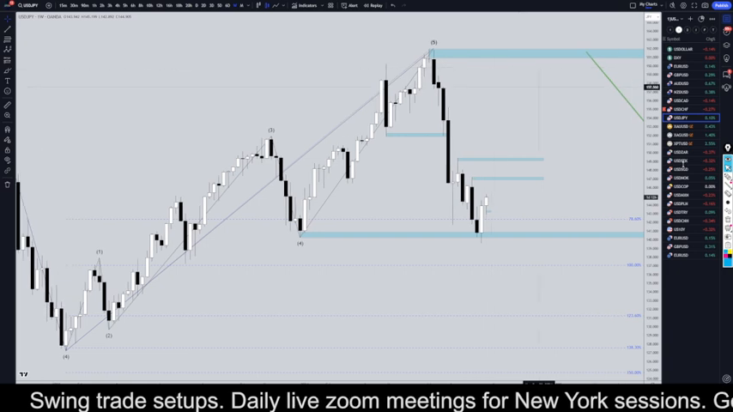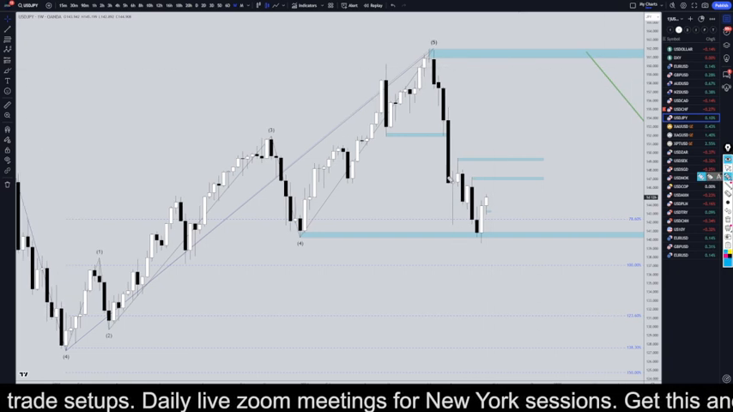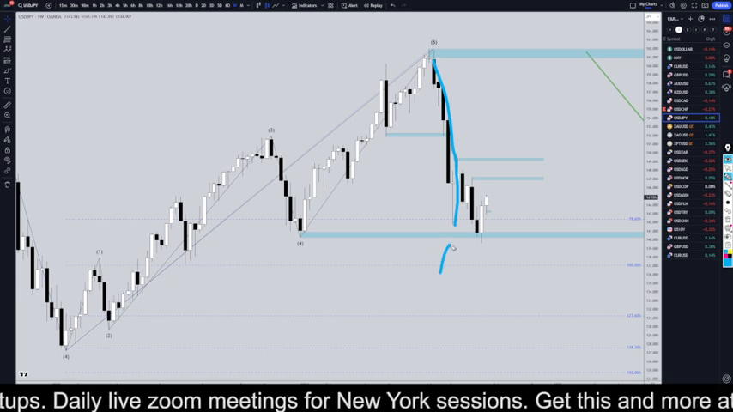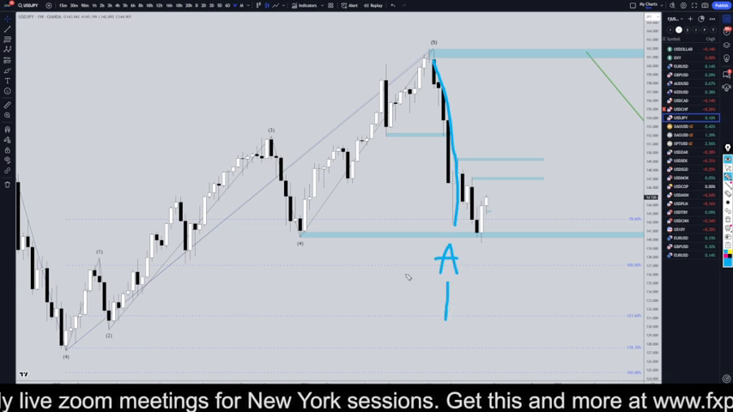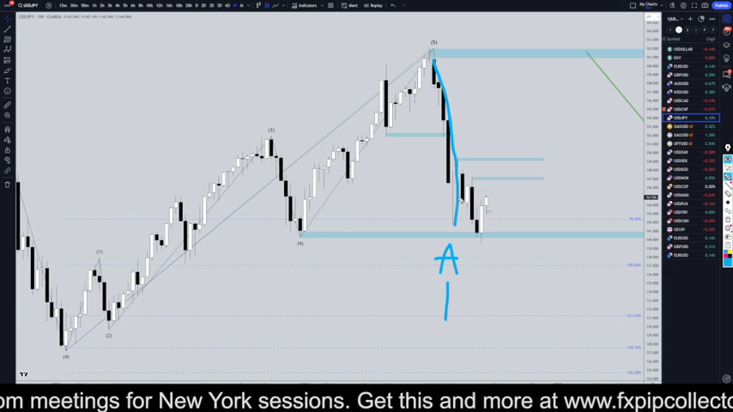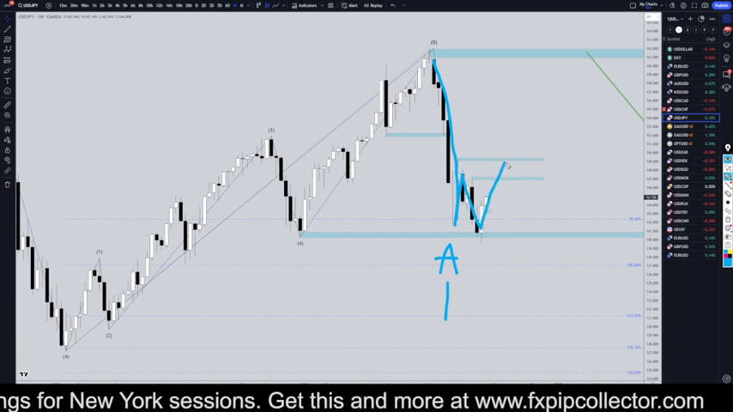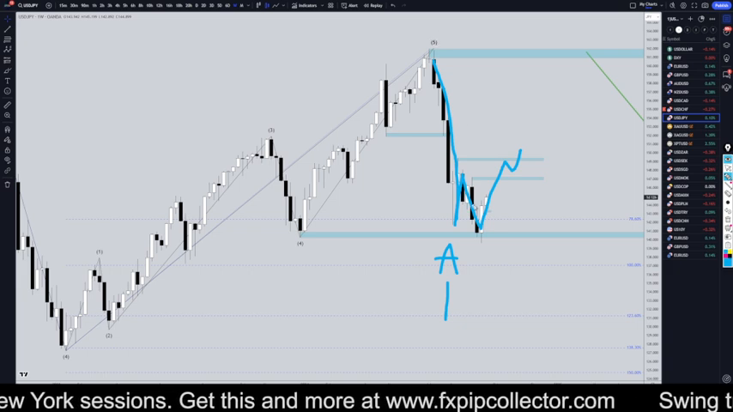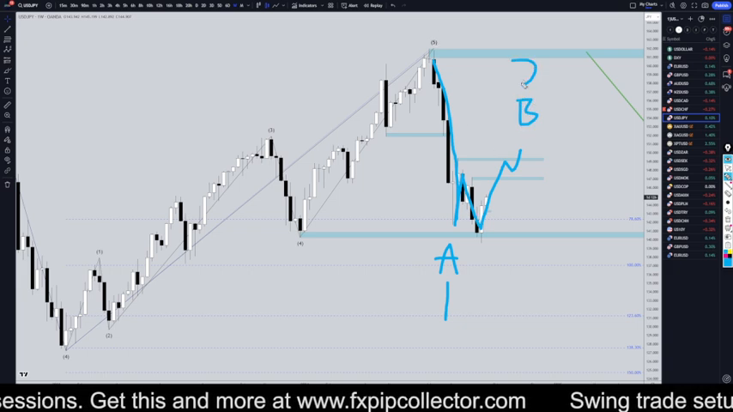Going down to the weekly time frame, I still think this whole move down right here is a wave A or possibly a wave 1. It looks like it should be a wave 1, but it definitely could be a wave A. I think that we are likely going up now for what should be a crescent to the move down, either a wave B or a wave 2.